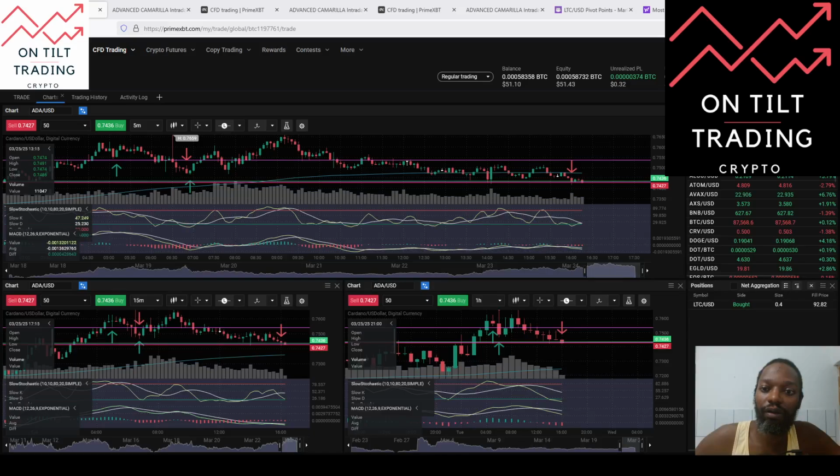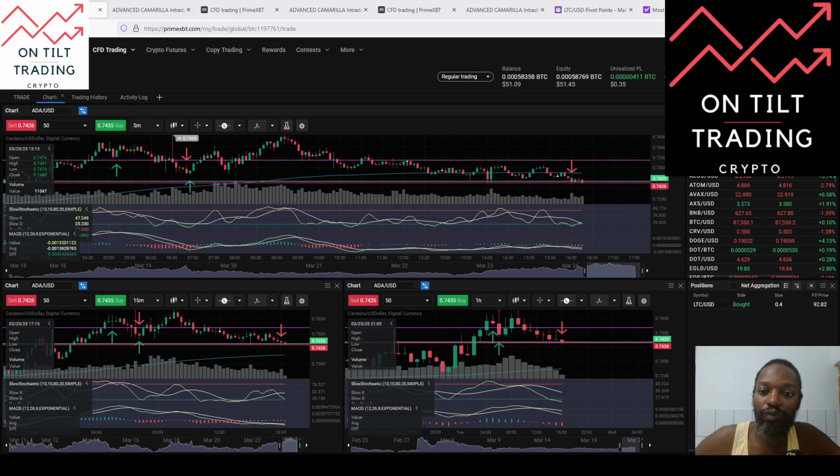This is the R4 level. Here, this is the R3 level. And Cardano is basically consolidating in this range. We can see here above the 200 EMA, and then we can see Cardano losing the 200 EMA, and now closing below this R3 level.